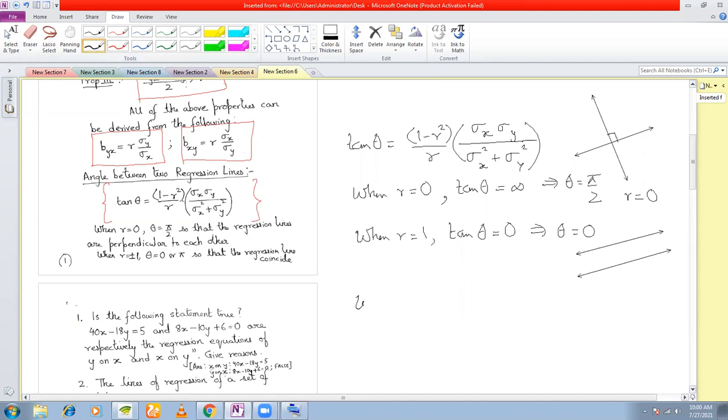So when r is equal to -1, you get tan theta is equal to 0 again. So you get theta is equal to pi in this case. So in this case, the regression lines are again parallel to each other or they coincide. In fact, the sense of the regression line will be different. Theta is equal to pi simply means that the sense of the regression line will be in the opposite direction, but still they'll be parallel or they'll coincide.